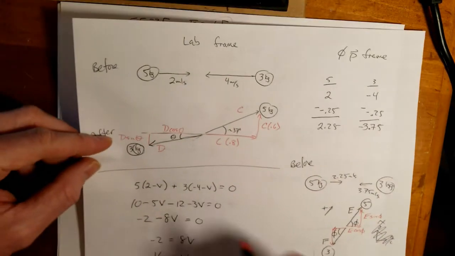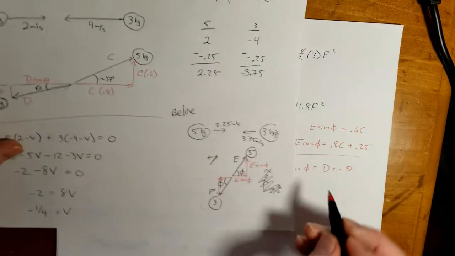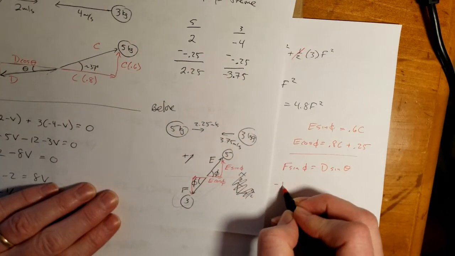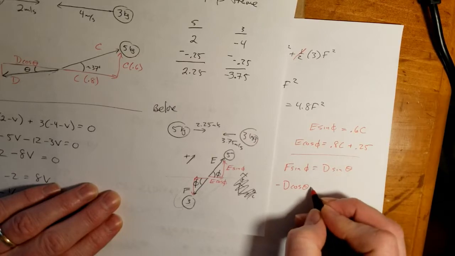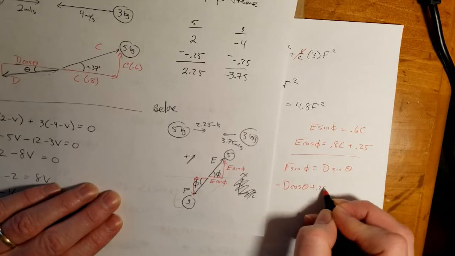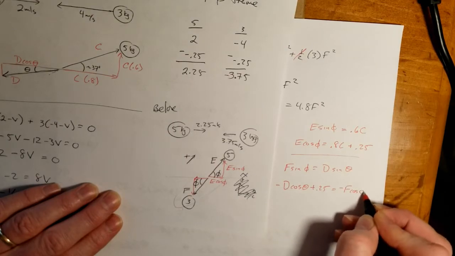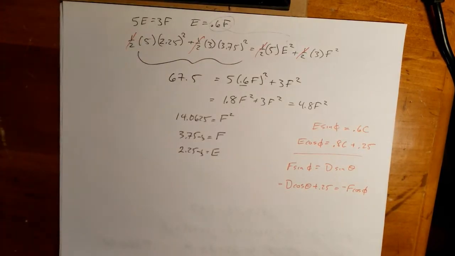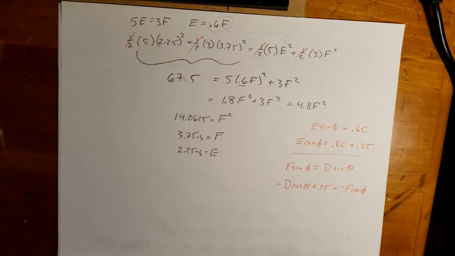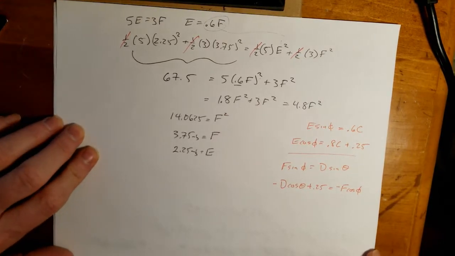And then recognize this is in the negative direction, so I have negative d cosine of theta plus 0.25 is equal to negative f cosine of phi, just to add some nicety to the whole problem. Neither technique is going to be so incredibly math-free that it's easy to do.